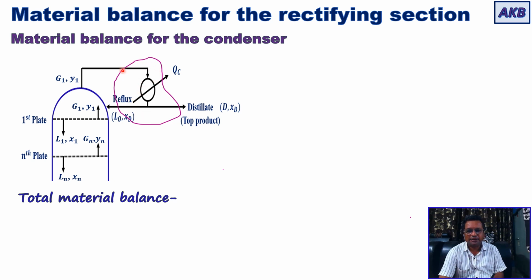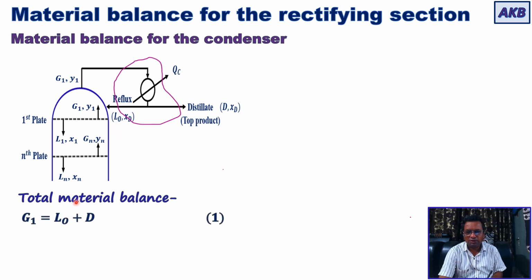Okay, so if you look at the pink envelope that I have taken around the condenser, you just identify the material streams that are associated with it. One is the stream with molar flow rate G1 that is entering the condenser. Then two material streams are coming out of it. One is the distillate that comes out at a molar flow rate of D, and the other one is reflux that is coming out of the envelope at a molar flow rate of L0.